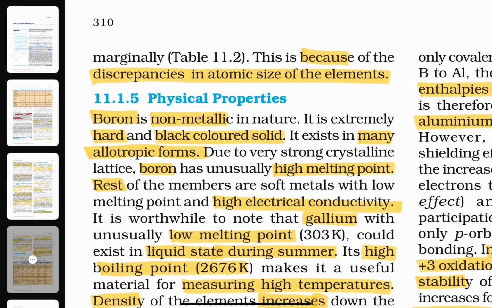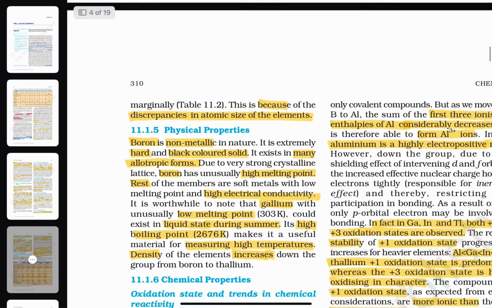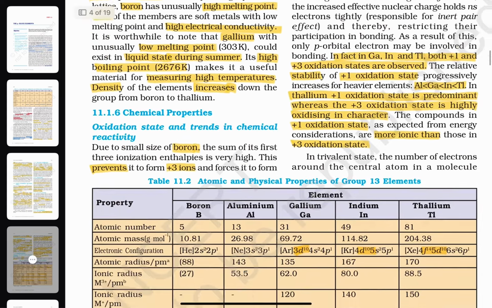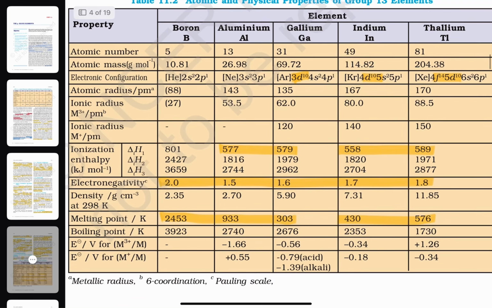Boron is 2, aluminum is 1.5, then 1.6, 1.7, 1.8. It will be increasing. This is because of the discrepancies in atomic size of the elements. There will be a table, beta. We will go with the table. You can see here the electronegativities: 2, 1.5, 1.6, 1.7, 1.8.